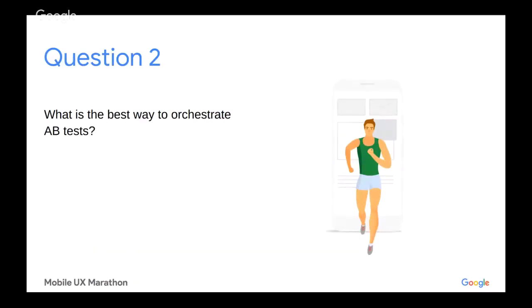Second question. I know you've touched on this a little bit, but what is the best way to orchestrate A/B tests? Yeah, so as most of you might know, it's really important to start with what your growth objectives are, and then prioritize those objectives first, and then decide where on your site those objectives are maximized, right?